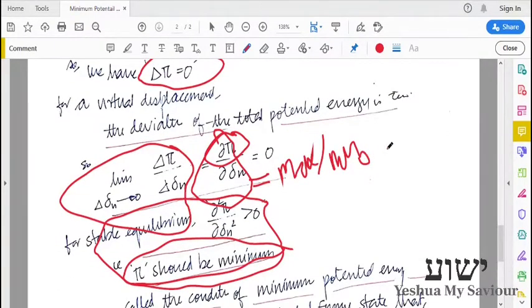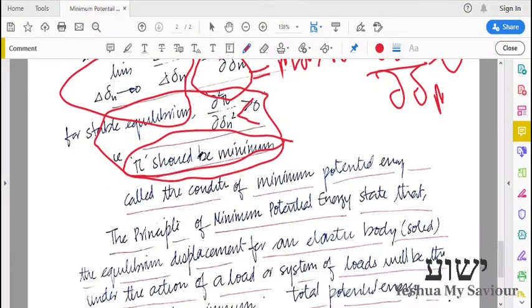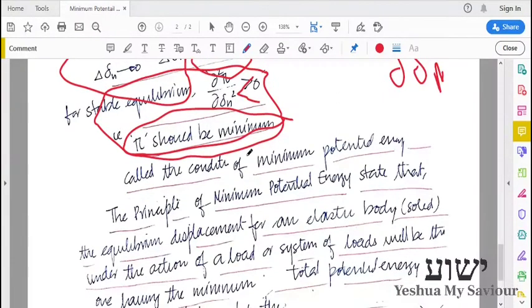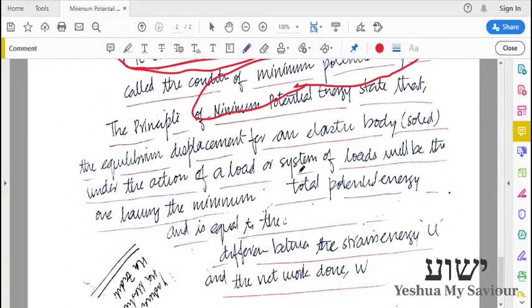So this condition, that is, dou phi by dou delta n equal to zero, allows us to assess what the minimum condition is. And at that particular condition, the second derivative should be less than zero for phi to be minimum. Okay, so that's what the principle of minimum total potential energy says. So in theory, the definition of minimum potential energy is that.